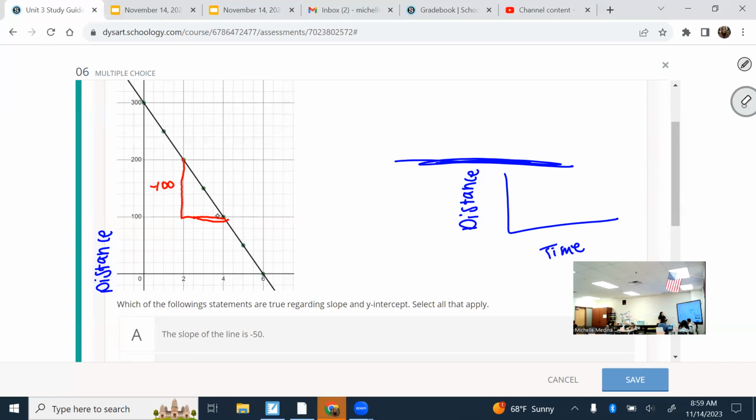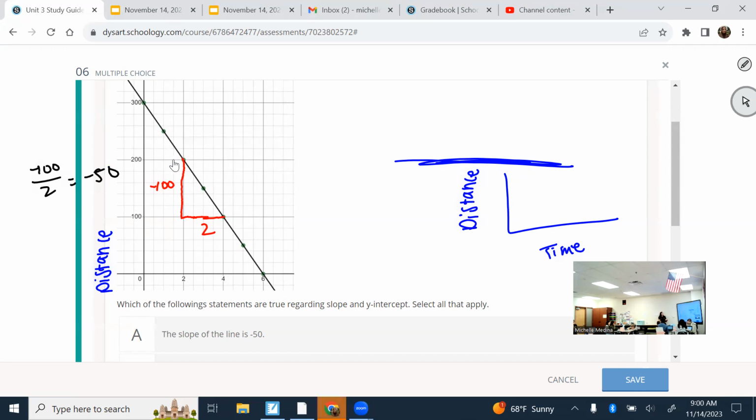For the run, do you see how these are counting? We're going from 2 to 4. So what's my run when I go from 2 to 4? 2. That's 2 spaces, right? So focus less on this, focus more on the difference in the numbers. But yeah, so then when you do rise over run, it becomes -100 over 2. Does that equal -50?